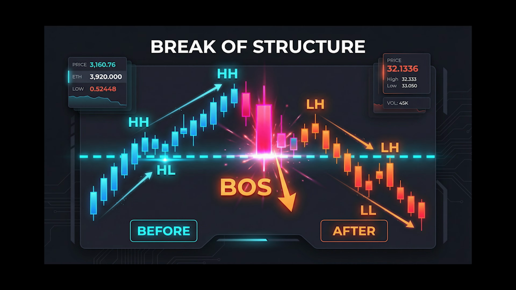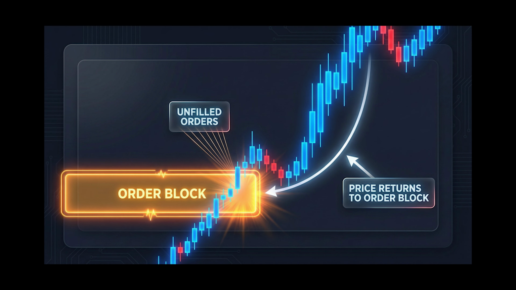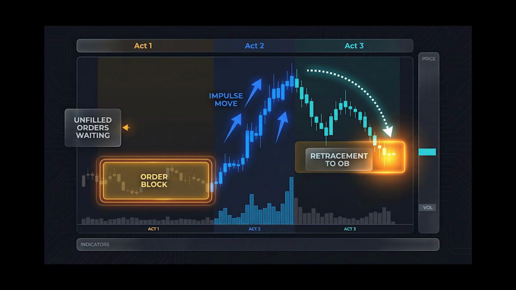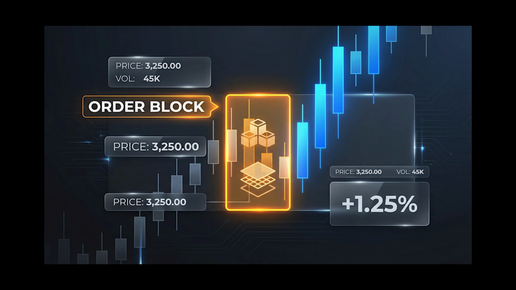Another key ICT concept is the order block. An order block is the final candle before a strong move in the market. This area represents where institutions placed large orders. And interestingly, price often returns to these areas later. When institutions move the market quickly, they often leave behind unfilled orders. So later, price returns to those areas.